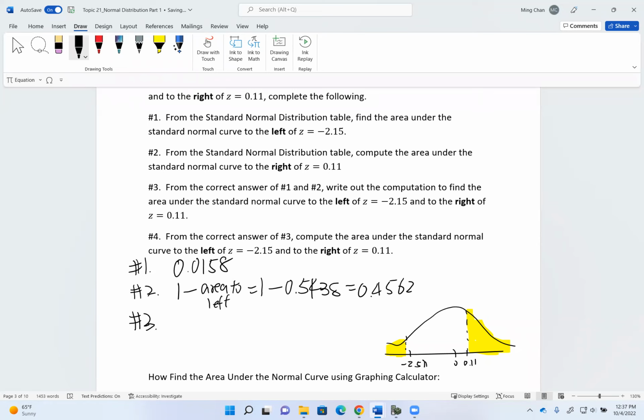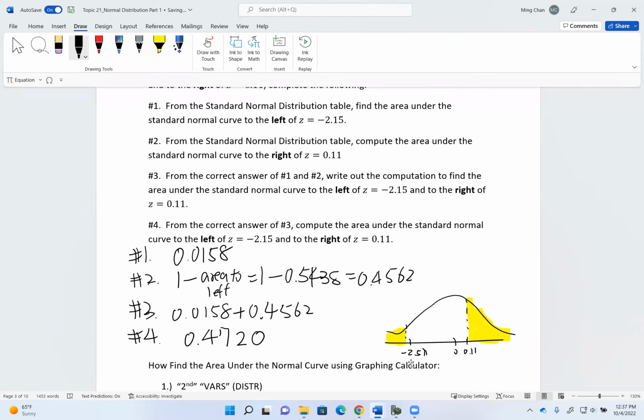So number three, you want me to write out the computation. So that'll be area to the left and area to the right. 0.0158 plus 0.4562. All right, 4 decimal place. So my answer is 0.4720. Okay, so that'll be the area with both total together.